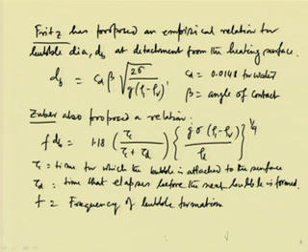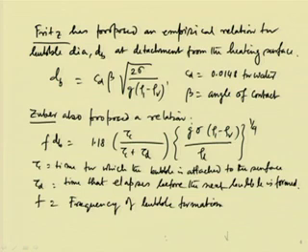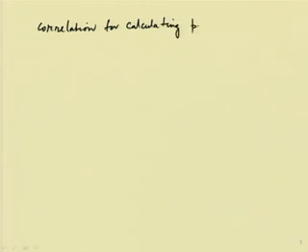Okay. So, these are the two relationships which are used, these are empirical relations to calculate the bubble diameter at different situations. Now, we will see that there are some correlations for calculating the pool boiling heat transfer, which is very important for us.